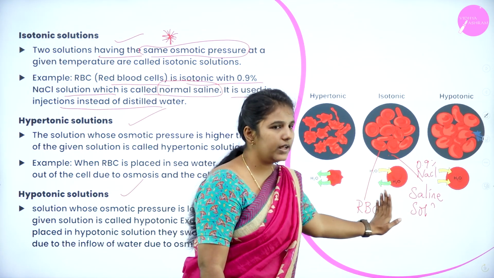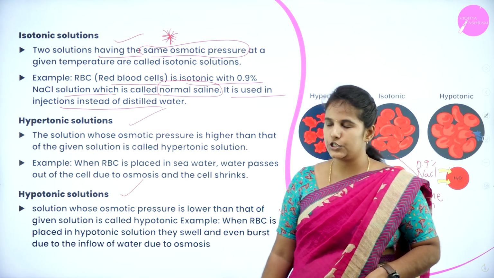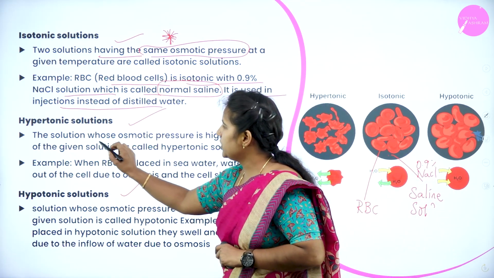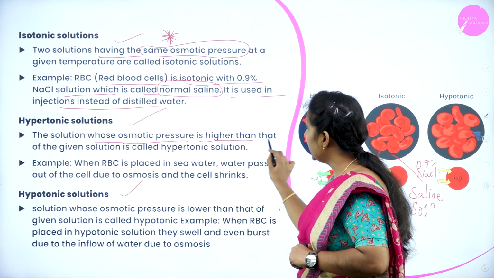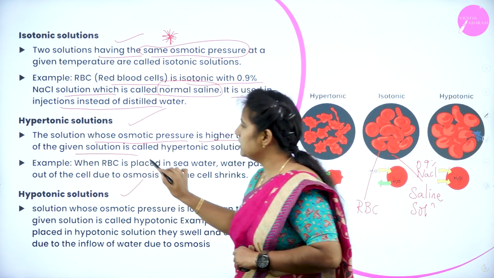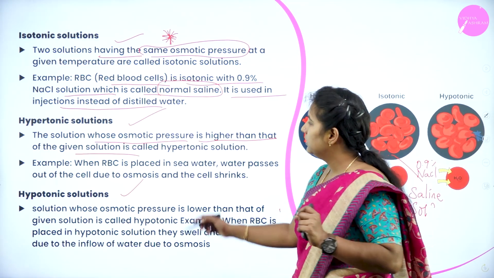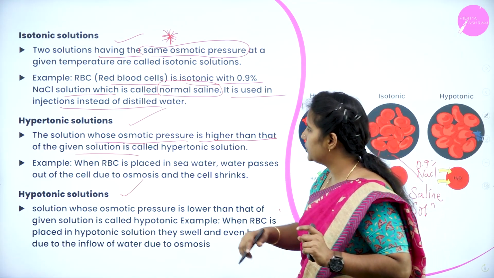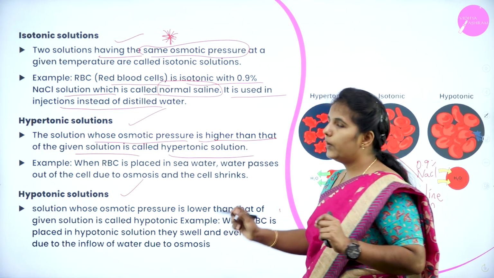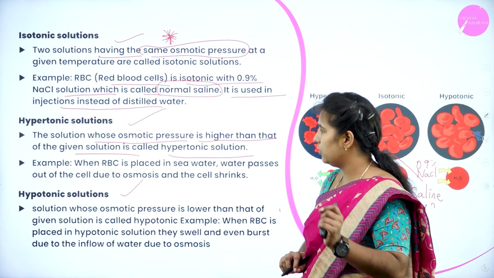Hope you all understood isotonic. We will move on to the hypertonic solution. A solution whose osmotic pressure is higher than that of the given solution is known as a hypertonic solution.